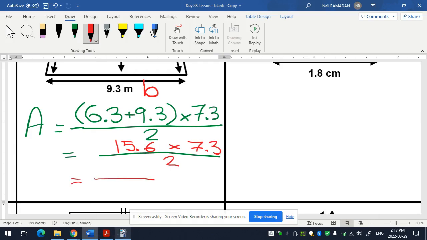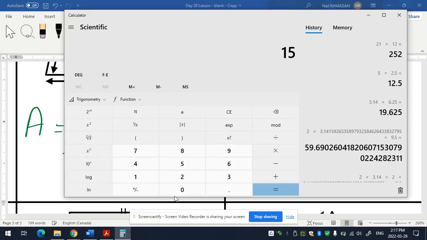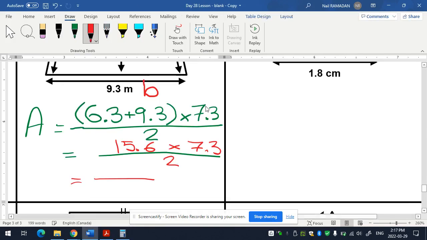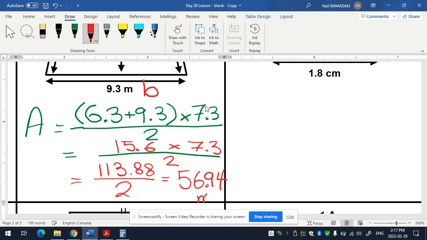15.6 times 7.3 is going to be an interesting decimal: 113.88. Still, I have to divide by what? 56.94 meters squared. Everyone, meters squared, right here.